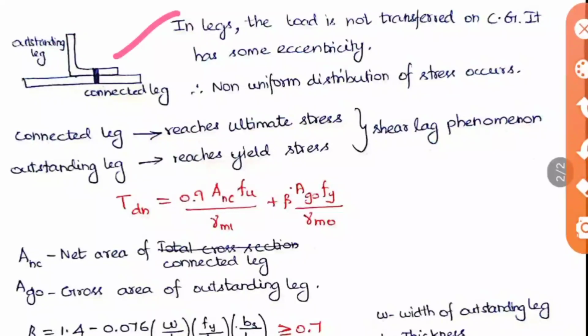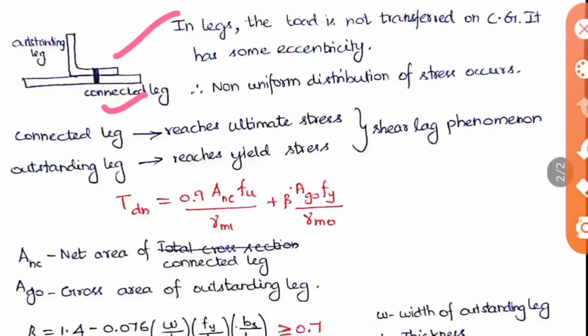Normally, when a member is subjected to tension, the tension force or load occurs along the center of gravity of that member. But in this example, it does not get transferred through the center of gravity of the element because only one leg is connected, so the load is transferred with some eccentricity. Hence the uniform distribution of stress does not occur here, and the stress distribution varies.